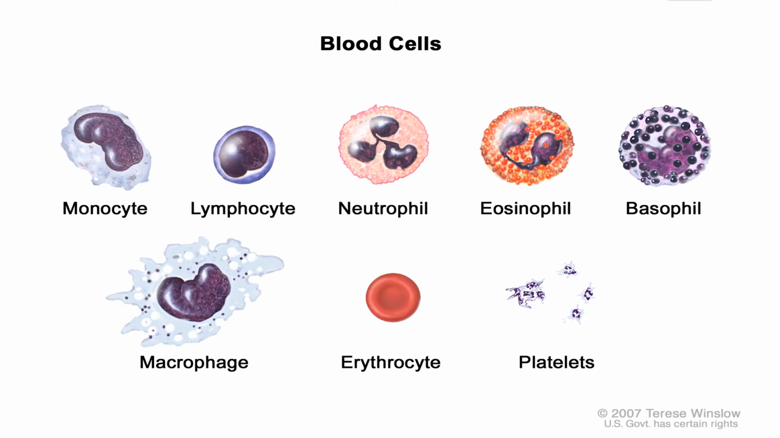This makes them the opposite of basophils. Basophils cause inflammation and they produce histamine, which causes vasodilation. Basophils have large purple granules.